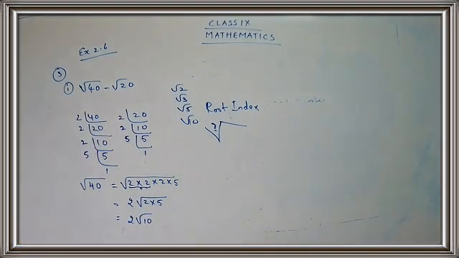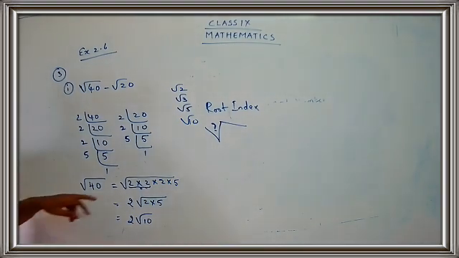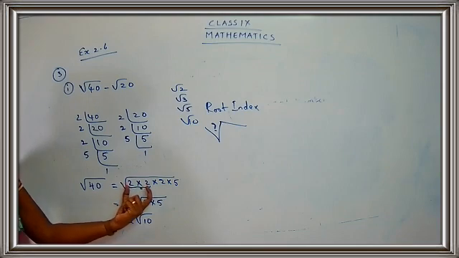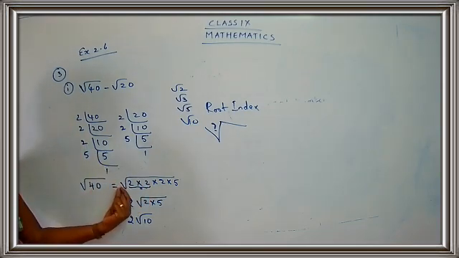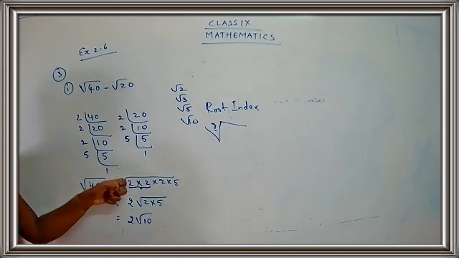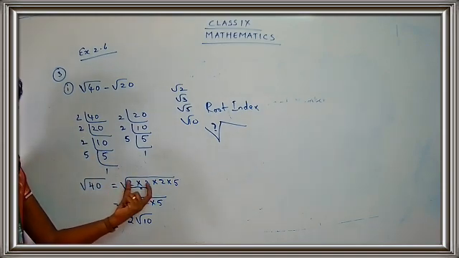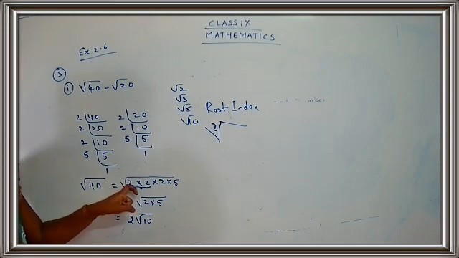Just stay on the steps, children. Are you clear with the steps? What we have done is written the factors of 40, that's 2 into 2 into 2 into 5. We have to group 2 numbers. Why are we grouping 2 numbers? Because the index is 2. So from this pair, you are going to take one 2 outside.